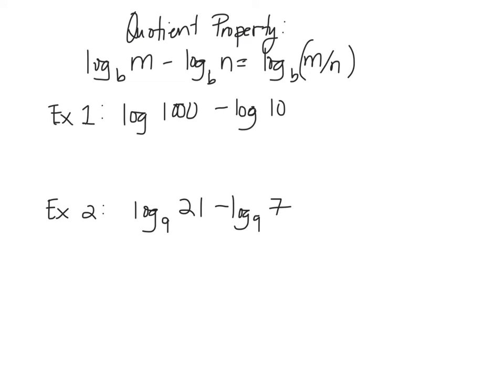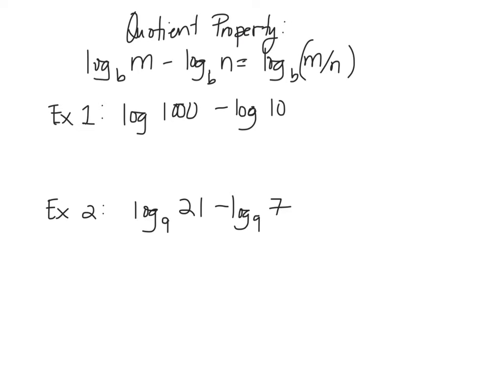Now the quotient rule, which is just subtraction: log base b of m minus log base b of n equals log base b of m divided by n. So when we add, we multiply. When we subtract, we divide. This is similar to the product and quotient properties with exponents.